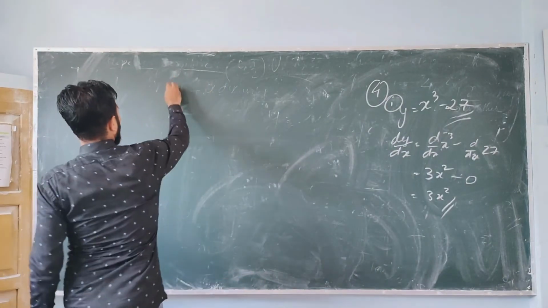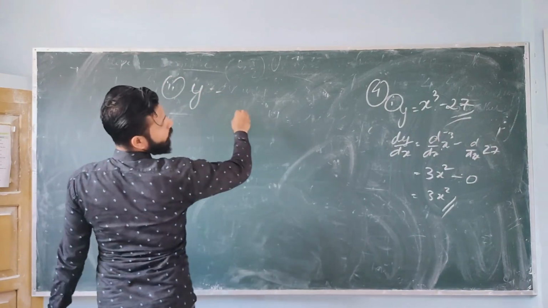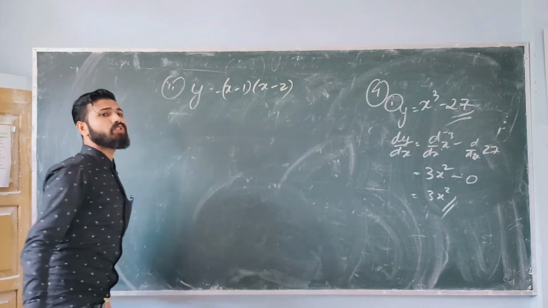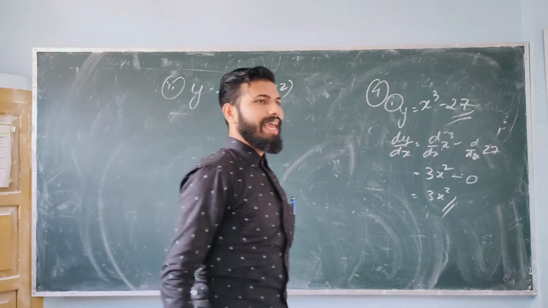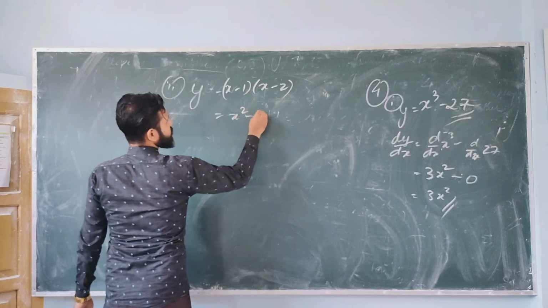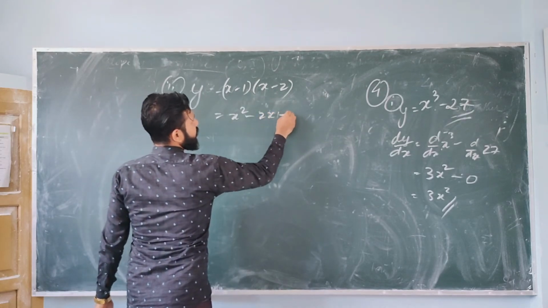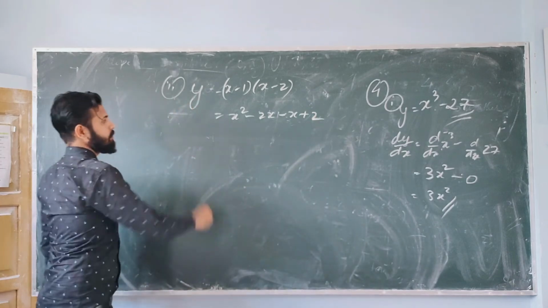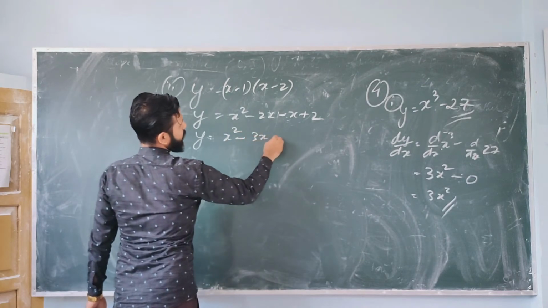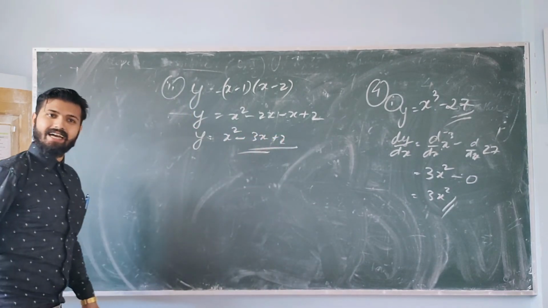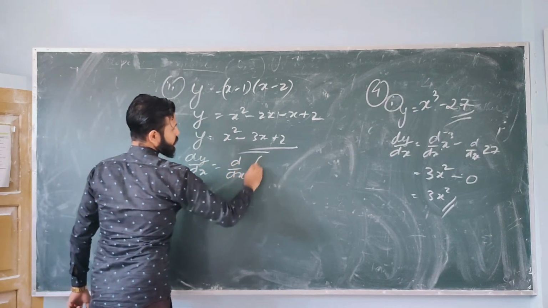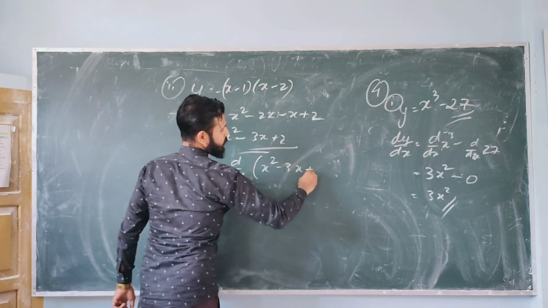The next question is: find the derivative of y equal to (x minus 1)(x minus 2). There are two methods. Which should I use? Let's expand it: x square minus 2x minus x plus 2. Any problem? That means y equal to x square minus 3x plus 2. Shall I do it directly? dy by dx equal to d/dx of x square minus 3x plus 2. Any problem?